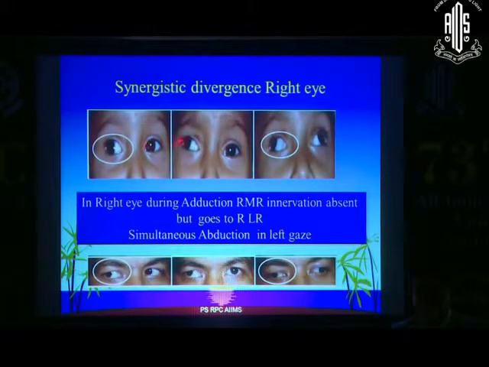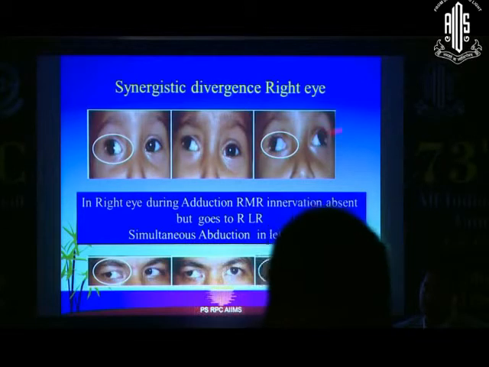The synergistic divergence is another condition which should be kept in mind. It's a variant of a third nerve palsy with an aberrant regeneration. So in these cases, you see there is abduction, but abduction is more when you ask him to look on the opposite side.